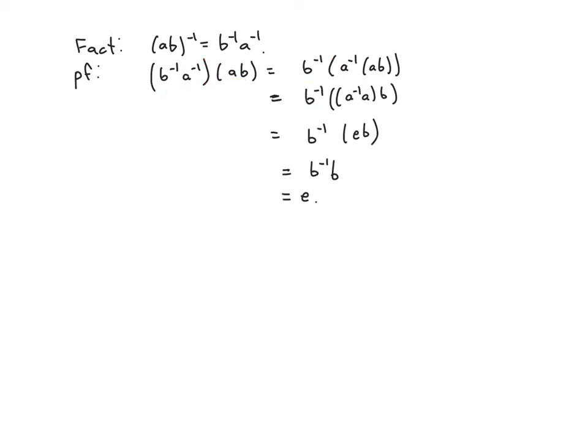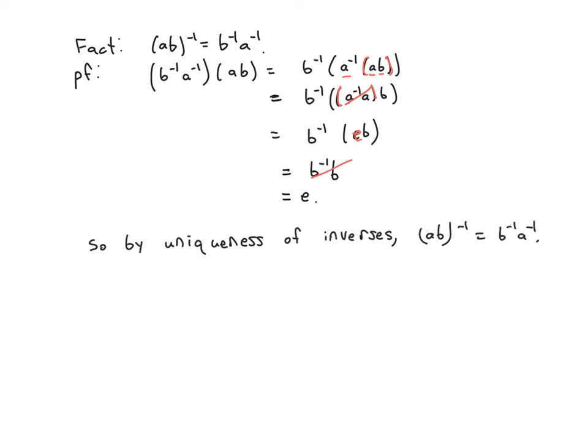Then we apply associativity again by treating A times B as two elements and moving the other pair of parentheses over so that we can get A times A inverse together inside a pair of parentheses so that we can cancel them and replace them with the identity. But the identity times anything is the other element, and so we have B by itself, and B inverse times B is also the identity. And so we found an element that canceled out AB and replaced it with E, and the inverse is the only one with that property. And so by uniqueness of inverses, the inverse of AB is B inverse A inverse.